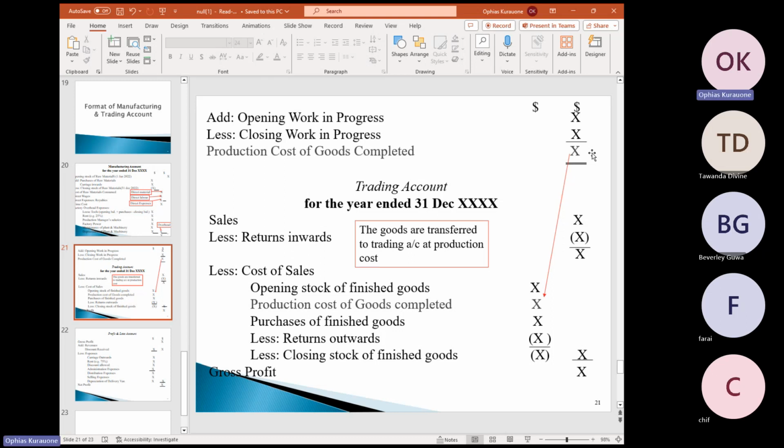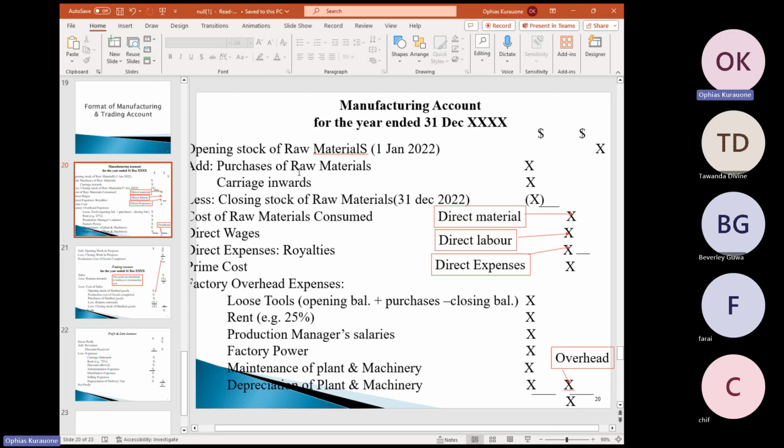So any question before we go further on the manufacturing account? Because the idea here is for you to understand the key elements, the key words which are used. That's why we started by discussing, to look deeply into these key words. Any question on manufacturing account?